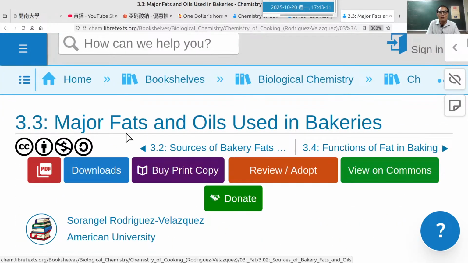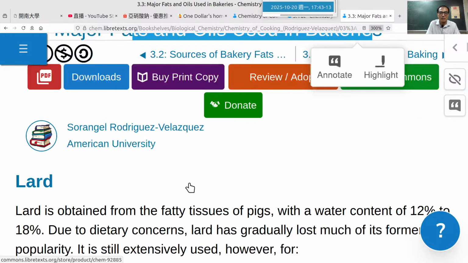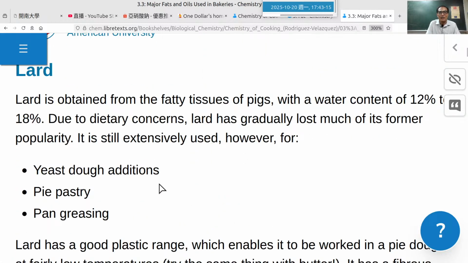Okay, and major fats and oils used in bakeries. Lard is from the fatty tissue of pigs. We ignore this part.